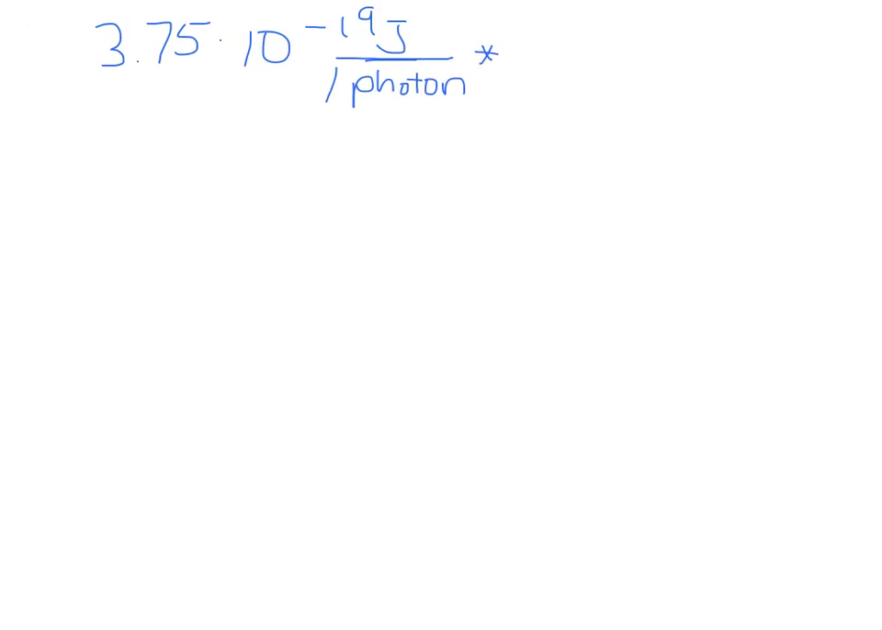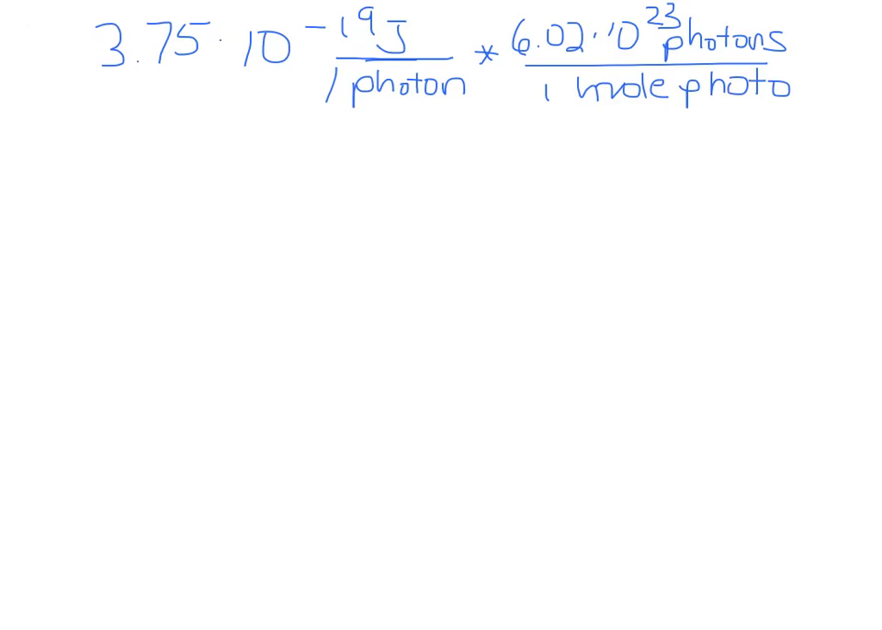Okay, well, let's remember that there are 6.02 times 10 to the 23rd photons in 1 mole. Okay, so we need to take our answer here and convert the units from photon to moles of photon. This gives us a value of 2.26 times 10 to the 5th joules per mole photon.